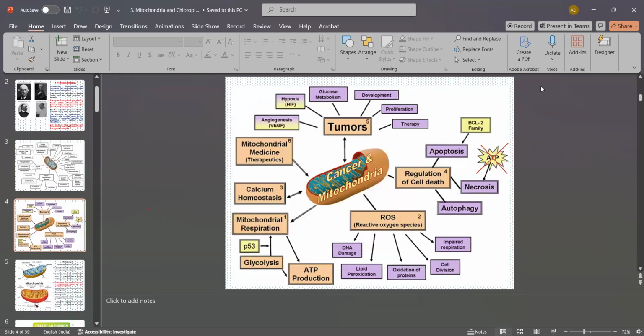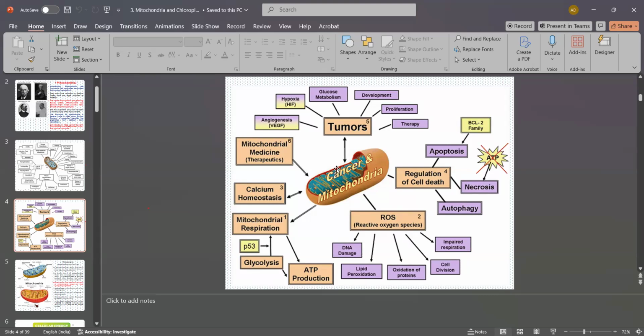So mitochondria also cause, through their DNA, the formation of tumors. These tumors are responsible for cancer, malignancy. Then several other diseases. The glucose metabolism, developmental activity in animals and plants, proliferation, therapy, apoptosis, angiogenesis, mitochondrial medicine or therapeutics, calcium homeostasis, mitochondrial respiration, glycolysis, ATP production are all important mitochondrial activities, responsible for the second part of the cell.